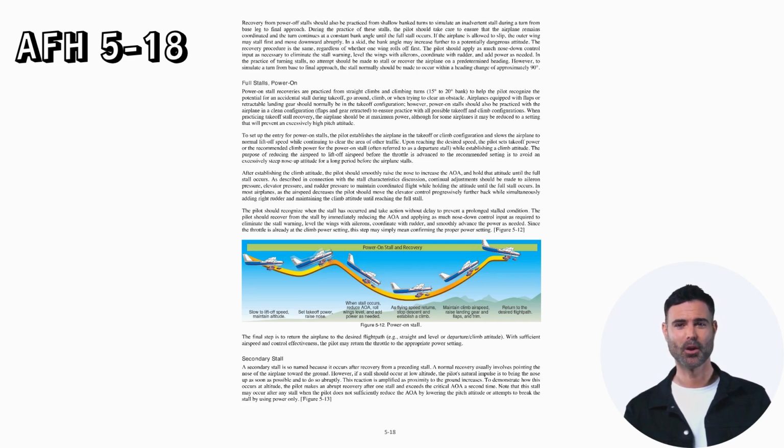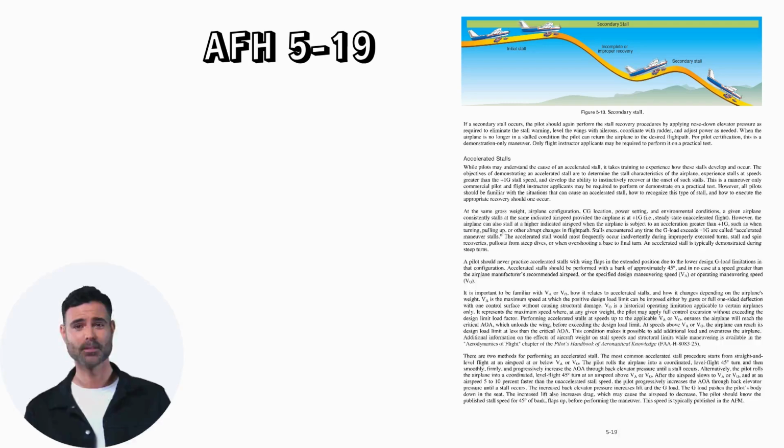Note that this stall may occur after any stall when the pilot does not sufficiently reduce the AOA by lowering the pitch attitude or attempts to break the stall by using power only. If a secondary stall occurs, the pilot should again perform the stall recovery procedures by applying nose-down elevator pressure as required to eliminate the stall warning, level the wings with ailerons, coordinate with rudder, and adjust power as needed.